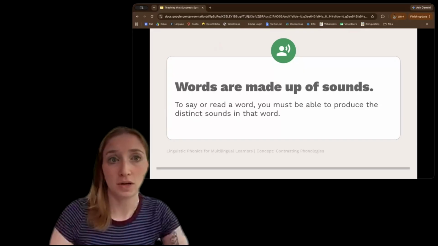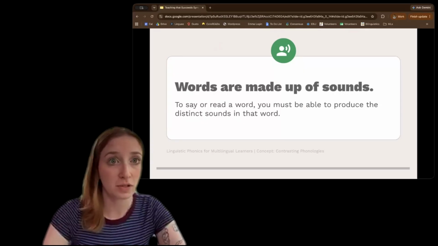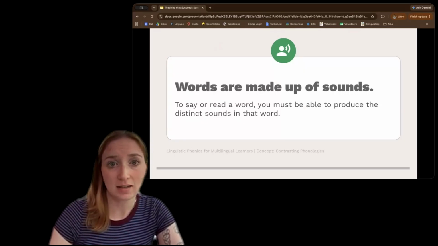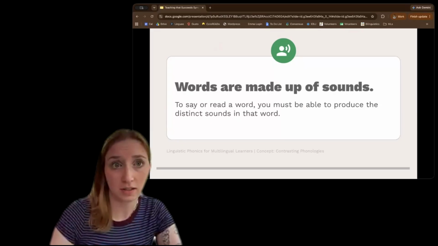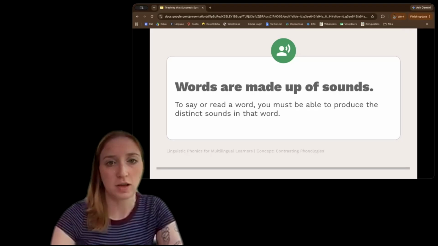So, getting back to that first tenet, words are just a combination of sounds. And when we see a word on the page, that is just a code for what sounds we need to produce with our mouths in order to say that word. We need to get to that very basic sound production with our English language learners to help them have the tools they need in order to get English words off the page.